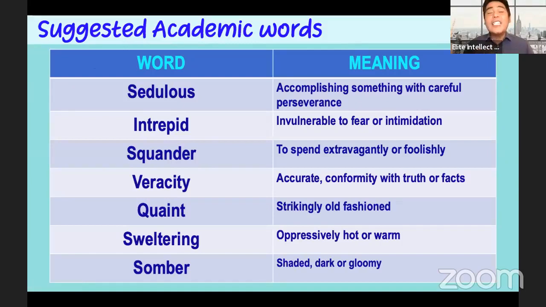Okay. Somber, guys, means it's dark or gloomy, di ba? It's shaded, no? Yung medyo makulimlim, yun yung ibig sabihin ng somber.